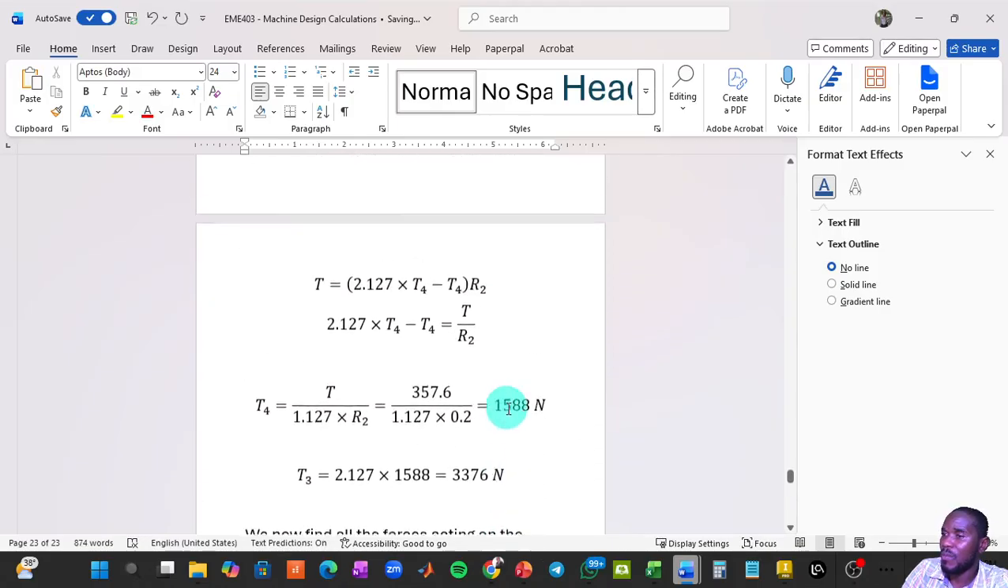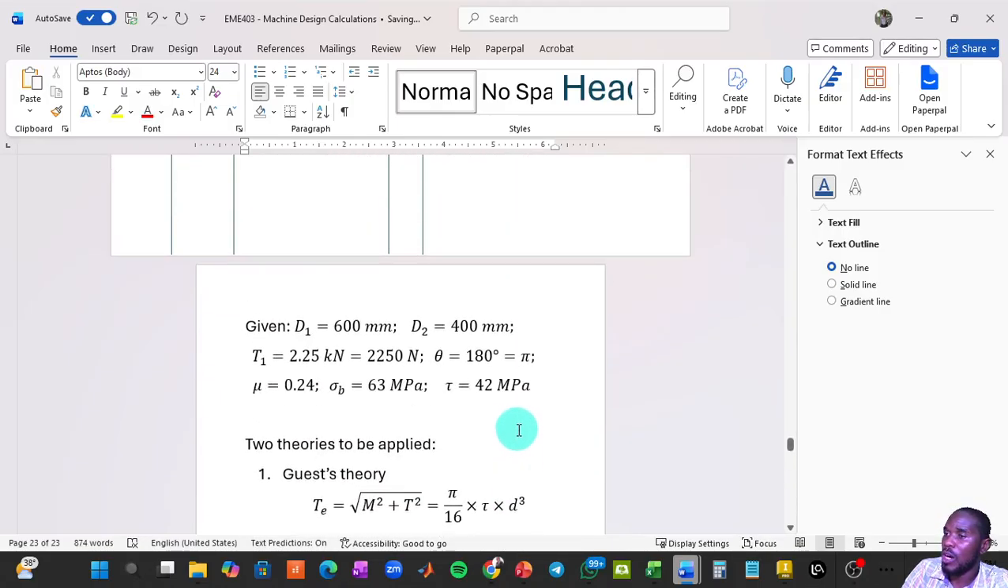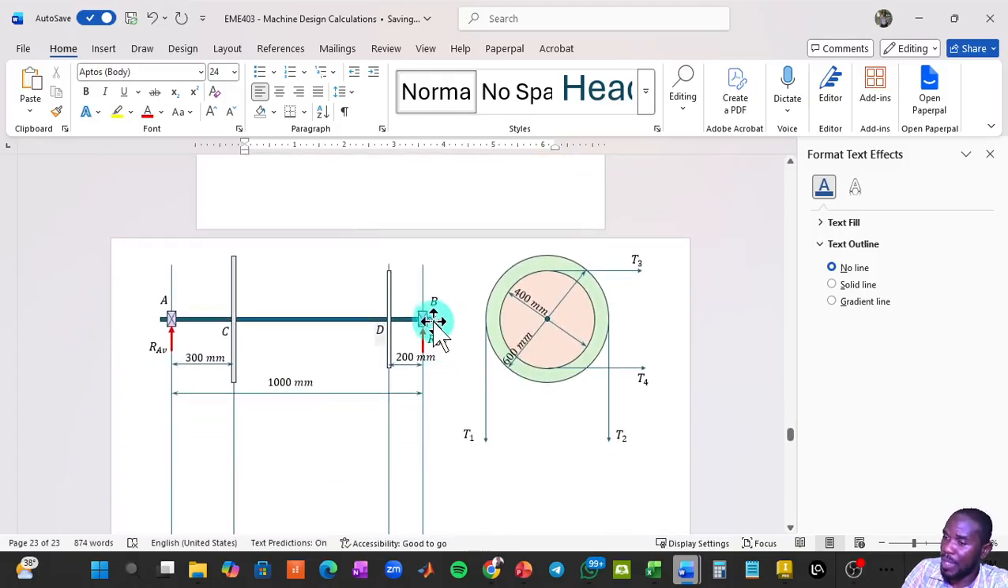If I'm taking moments about point B here, because RBV acts at point B, it will have no effect, and so that moment will vanish, and so will that force. But this force is acting to the right. So just assume for the benefit of the doubt that right is up. If you're looking at that at the top, right is up and then left is down. So if this is going that way and we're taking moments about point B, it's going clockwise, right?